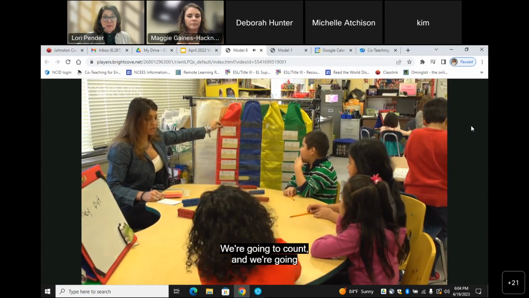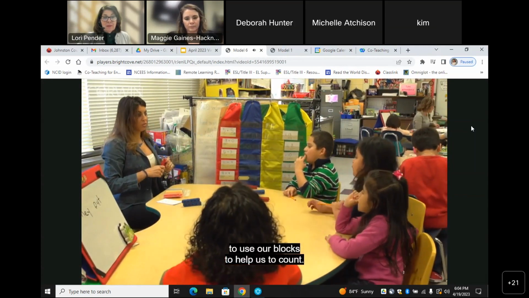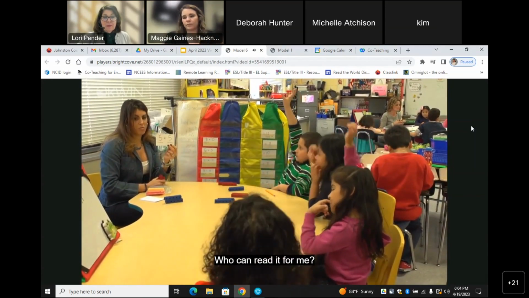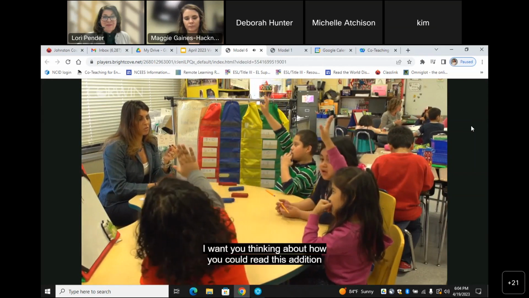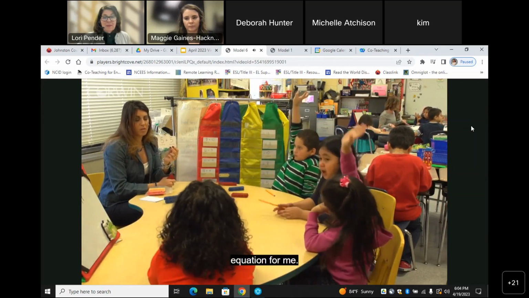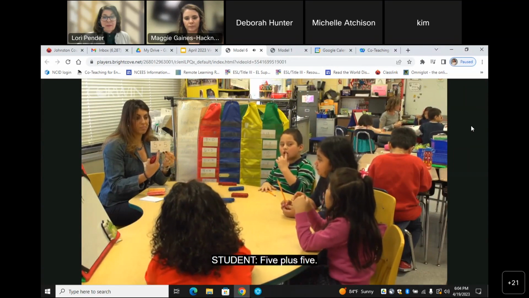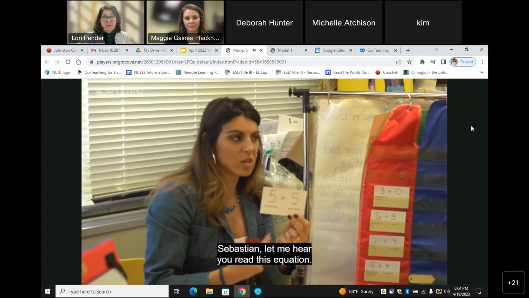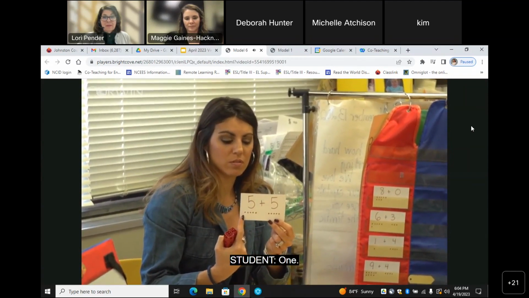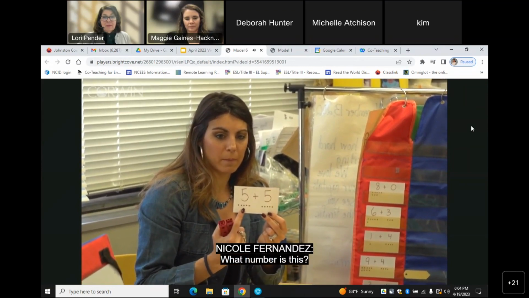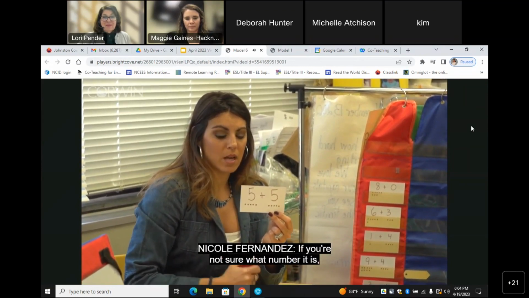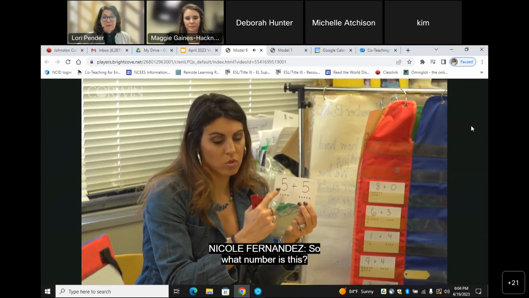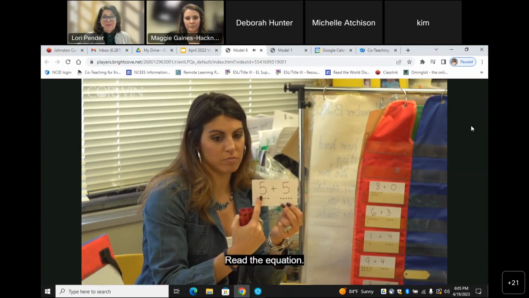We're going to count, and we're going to use our blocks to help us to count. Who thinks they can read this addition equation for me? Who can read it for me? Sebastian, I want your eyes here. I want you thinking about how you could read this addition equation for me. Rena? Good. I love how you took a thinking minute and you remembered that this was a plus sign. Sebastian, let me hear you read this equation. What number is this? If you're not sure what number it is, let's count our dots at the bottom. So what number is this? Great. Read the equation.